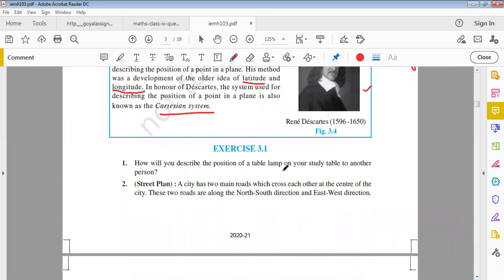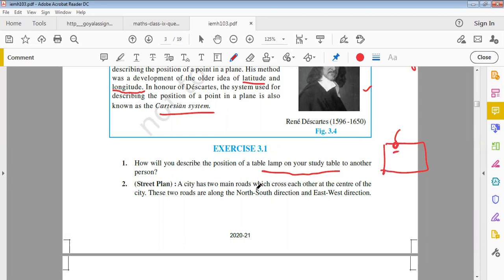How will you describe the position of the table lamp on your study table? Imagine this is a table. You have kept the table lamp here. Then immediately something will flash in your mind: the table lamp is very close to the edge. It may fall down. What is the meaning of that? It is very close to the edge. So you are finding the location of that table lamp. This is only coordinate geometry.